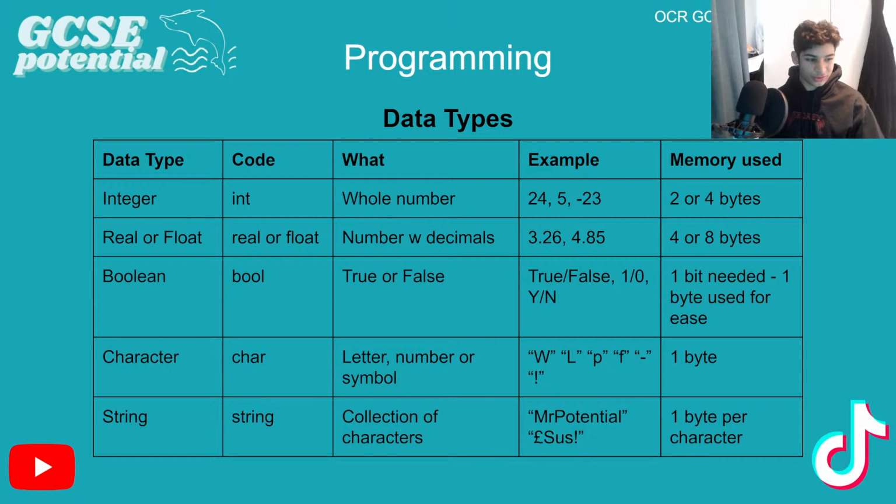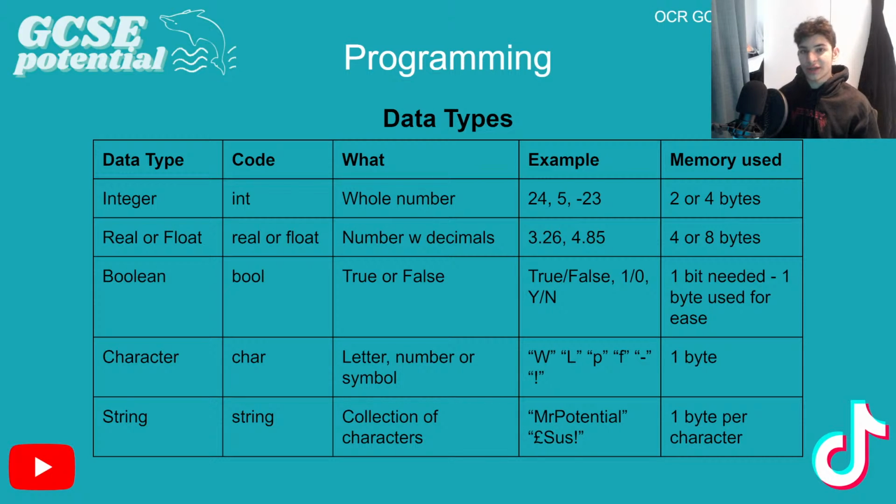So I put them into tables. So this is the first thing. This is simple stuff you need to know. So an integer is a whole number. The code for it, like the little symbolic representation of it, is int. And the examples are 24, 5, minus 23. And you need to know the amount of memory used for each one. So if you have the number 24, either 2 or 4 bytes will be used to store that.